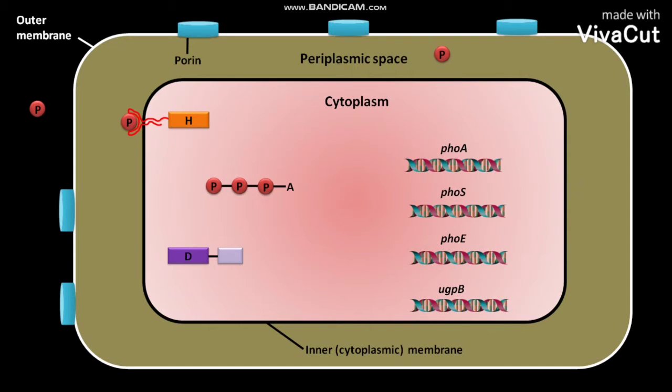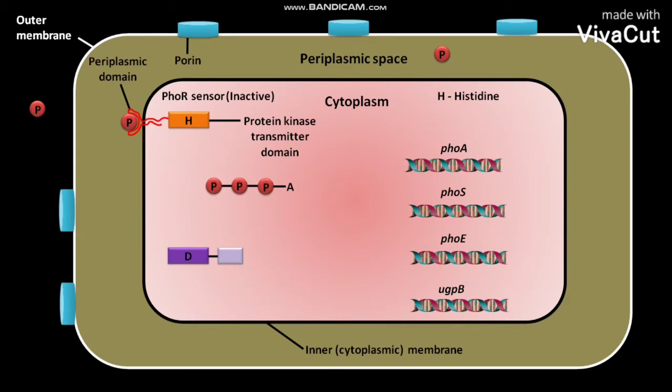The inner cytoplasmic membrane has a transmembrane protein called PhoR sensor protein. It is present in an inactive form. A protein kinase transmitter domain is present in the cytosolic region of PhoR. This protein kinase transmitter domain has a conserved histidine denoted as capital H. The PhoR sensor protein also has a periplasmic domain. The periplasmic domain is bound to a phosphate.